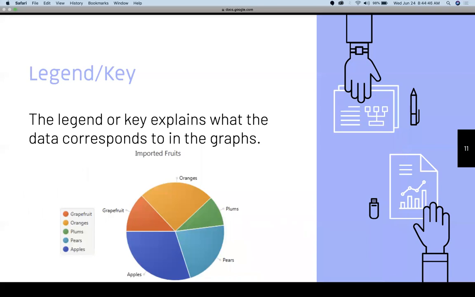Right. So what's the key slash legend? You'll hear either term. They mean the same thing, and they explain what the data corresponds to in the graph. Right. So right here, the legend would be over to the left. Normally this graph is a little more in depth, because it says orange, plums are green, pears are light blue, apples are dark blue. Those fruits would then correspond to each color. So it just helps you understand what fruit each color would be talking about.